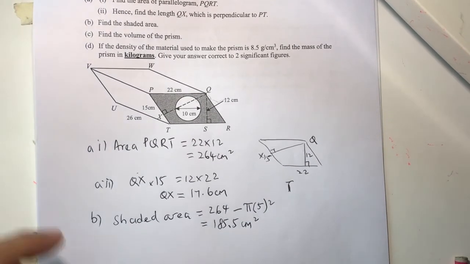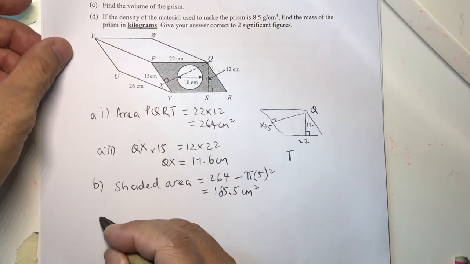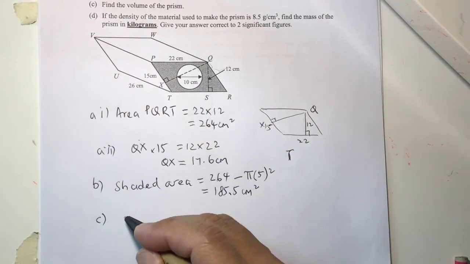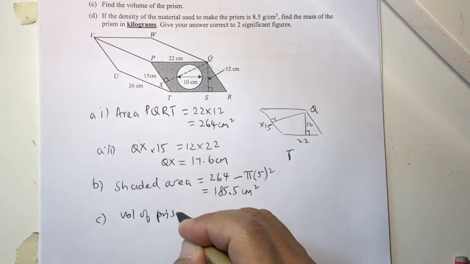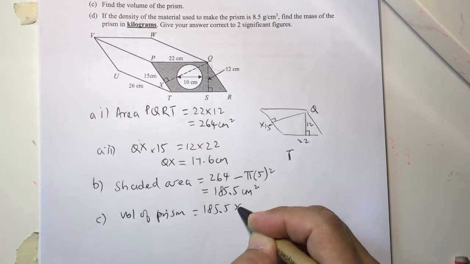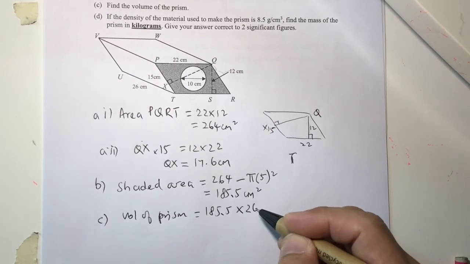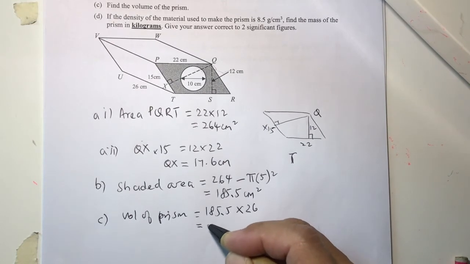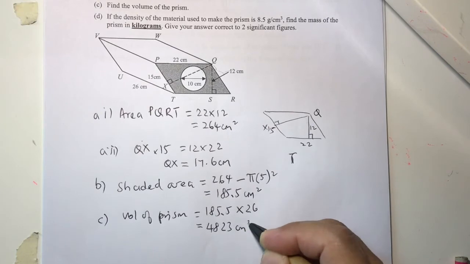Now we need to find the volume of the prism, and the volume of a prism is just the shaded area, which is the cross section, 185.5, multiplied by the length, 26, which gives us 4823 cm cube.